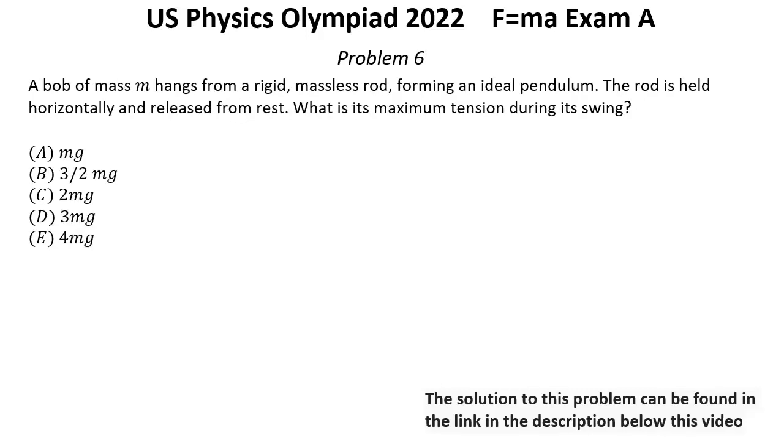Problem number 6. A bob of mass m hangs from a rigid massless rod forming an ideal pendulum. The rod is held horizontally and released from rest. What is its maximum tension during its swing?